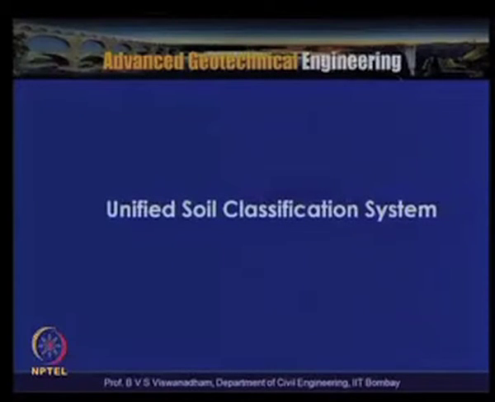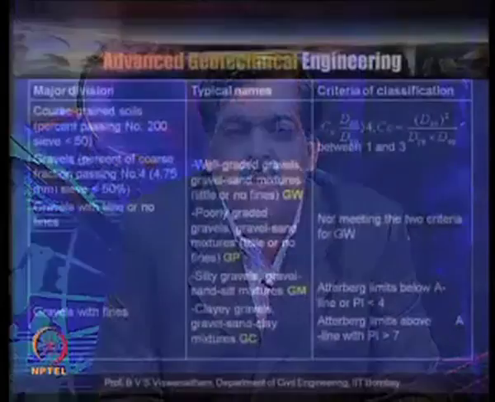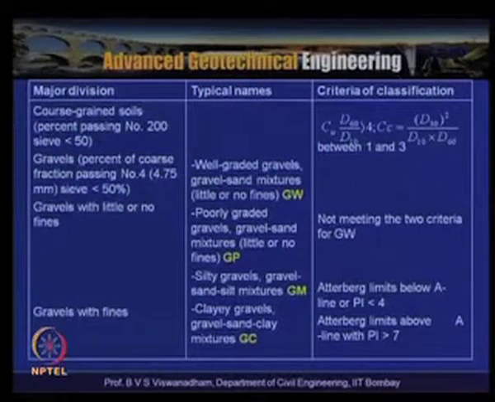So, let us now combine the unified soil classification charts obtained from the grain size distribution data and the plasticity chart, which was discussed in the previous slide. Here in this category, the coarse grain soils, the major division is coarse grain soils with percentage passing the 200 sieve less than 50, and gravels with percentage passing the 4.75 mm sieve less than 50%, and gravels with little or no fines. With a Cu value greater than 4 and Cc between 1 and 3, well graded gravels, gravel sand mixtures with little or no fines, are classified as GW. So GW indicates well graded gravel.